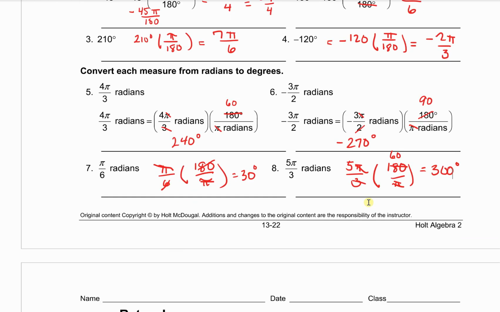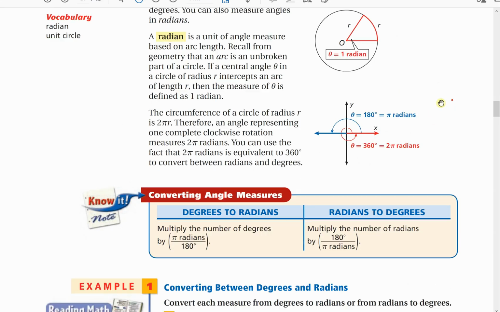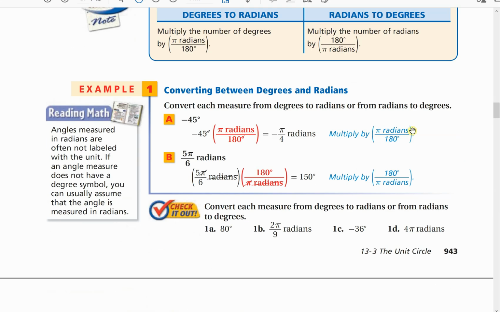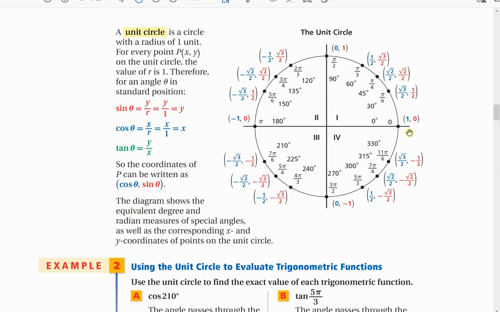All right, so what does this have to do with the unit circle? Well, let me show you. Here it is. The unit circle is a circle with a radius of 1 unit, and every point xy on the unit circle has an r value of 1. If you recall in yesterday's homework assignment when you were finding trig values for a given point, well, this time we're assuming that r is going to be 1, and then we've got xy all the way around here.